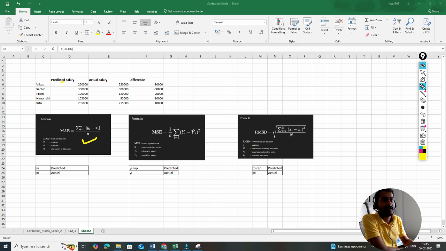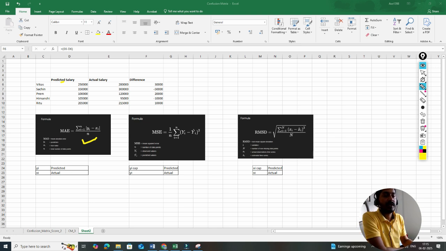So the difference of these two, and they have taken the modulus sign. Modulus sign means whatever negative value there is becomes positive, so that we can consider the actual difference between the predicted salary and the actual salary, and we divide by n. Here n becomes 5, so that gives the average value, and that average value is considered the mean absolute error. I hope you understand that.